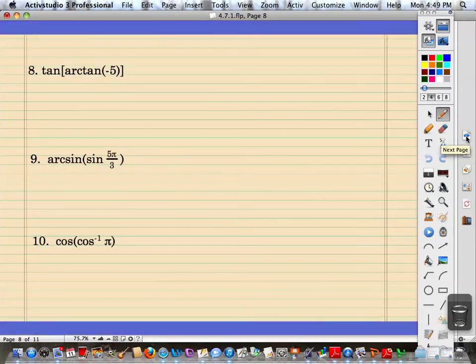So, the tangent of the arc tangent. If we think about it, remember, this really means that the tangent of some theta is going to be negative 5. Well, if I figure out what that theta is, and then I take the tangent of that theta again, then common sense would tell me I'm just going to get back to negative 5.